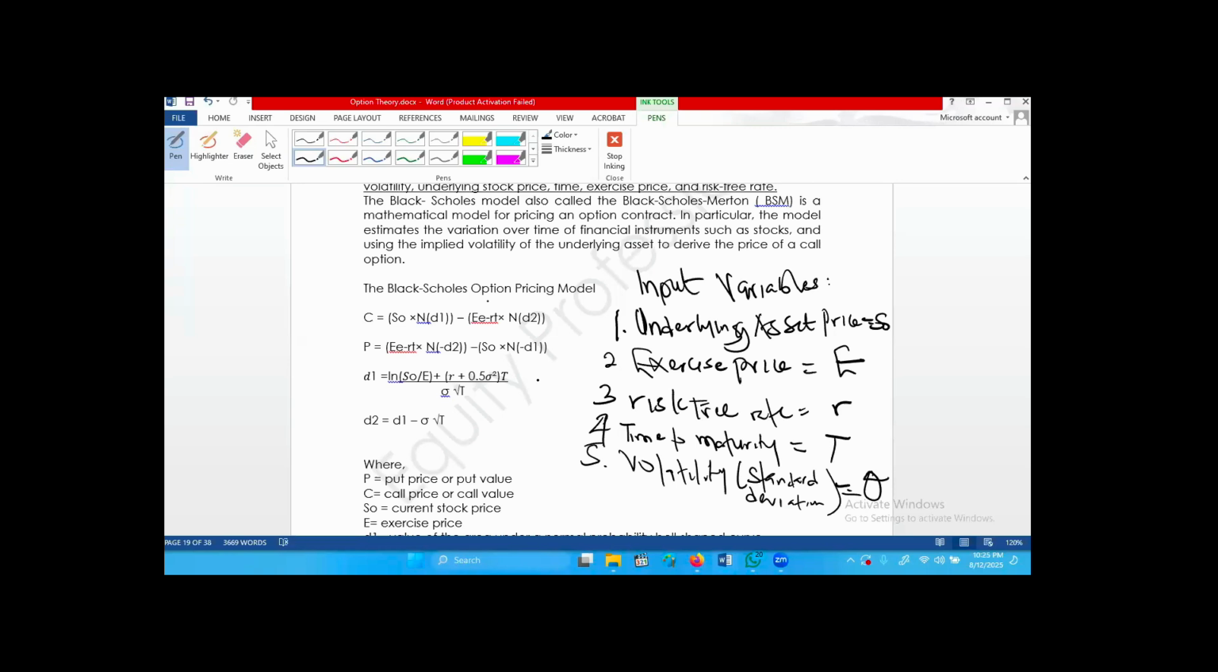Your d1 and d2. d1 is equal to ln bracket S0 divided by E, plus r plus 0.5 multiplied by standard deviation squared.